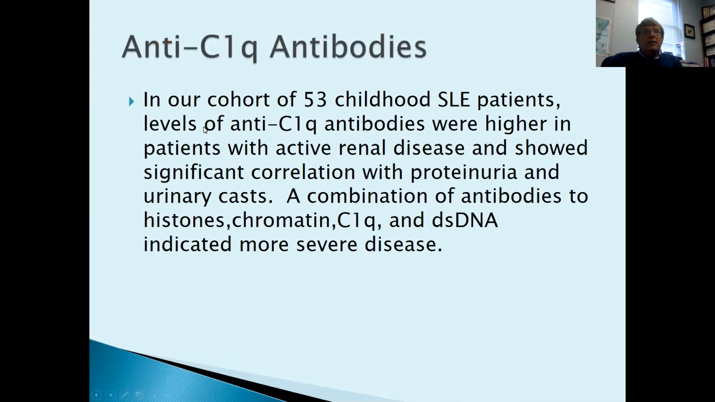One of the other antibodies that can be ordered in certain labs is anti-C1q antibodies. These are antibodies that react with the first component of complement, and they have shown significant correlation with active renal disease, proteinuria, and urinary casts. And a combination of antibodies to histones, chromatin, C1q, and double-stranded DNA indicates more severe renal disease.